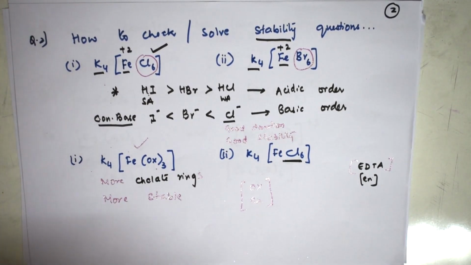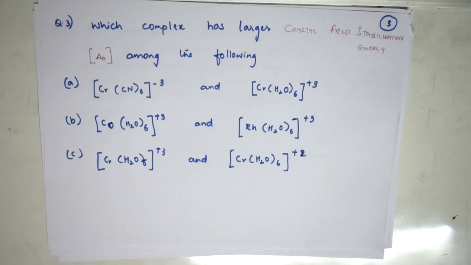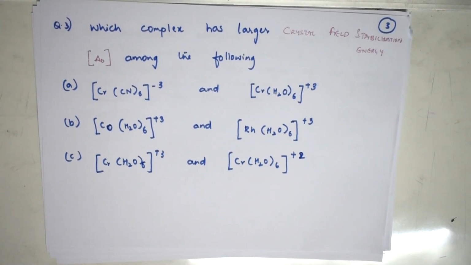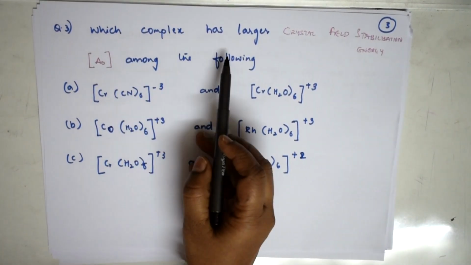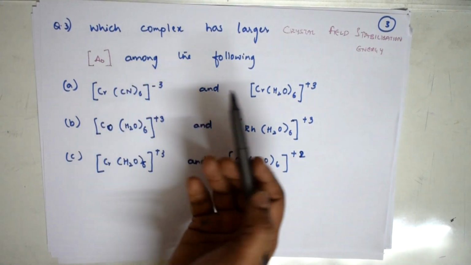This is fine? This is clear? Yes. So this is the concept. Now let us see one more question which is very important. Let's read this third question and analyze the thing. Which complex has larger crystal field stabilizing energy, that is delta naught, among the following?